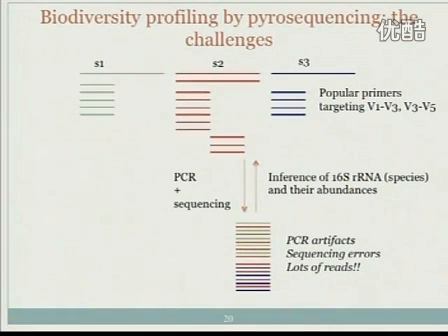Also you have a lot of noise. 454 probably has higher sequence errors as compared to Illumina. I don't know, maybe about the same, but they do cause a lot of problems. A 1% sequence error can cause a lot of problems because 16S genes, as I said, are so conserved that with a 1% difference, you may consider them to be from different species.